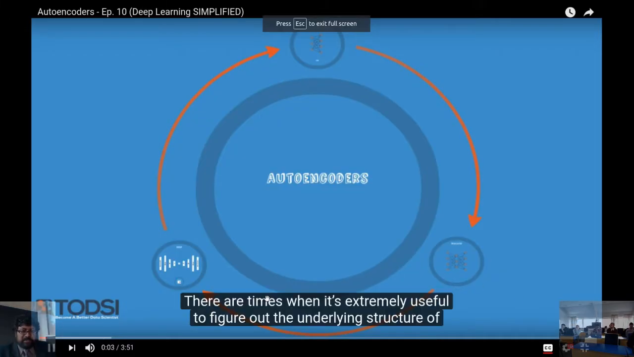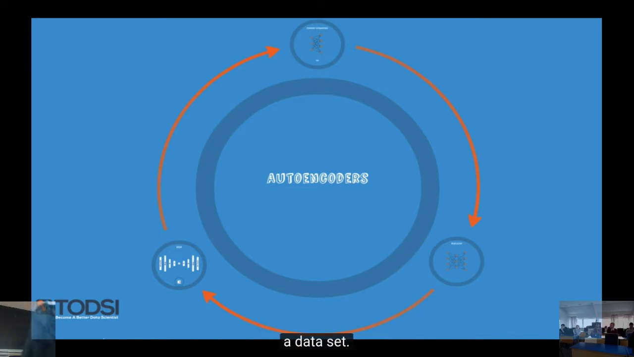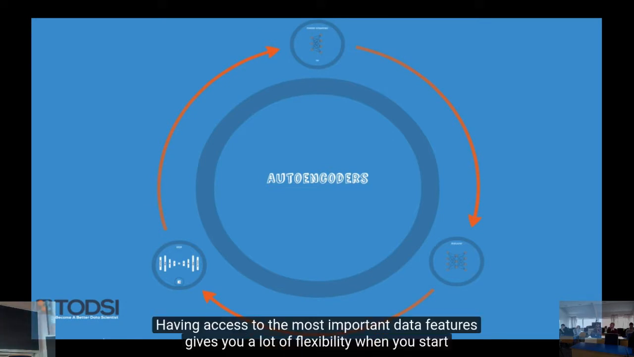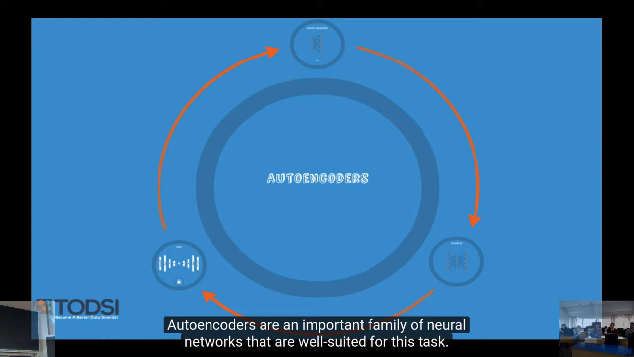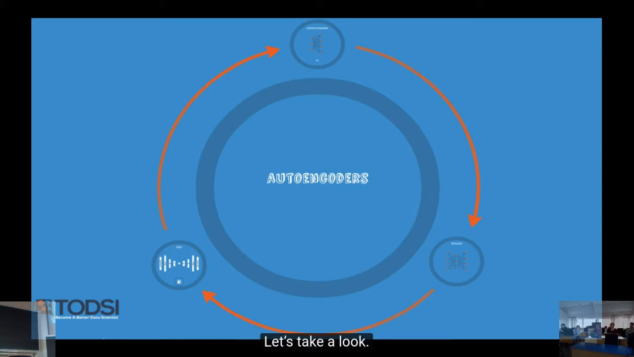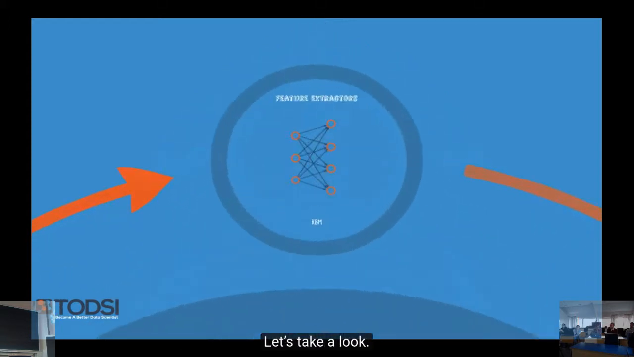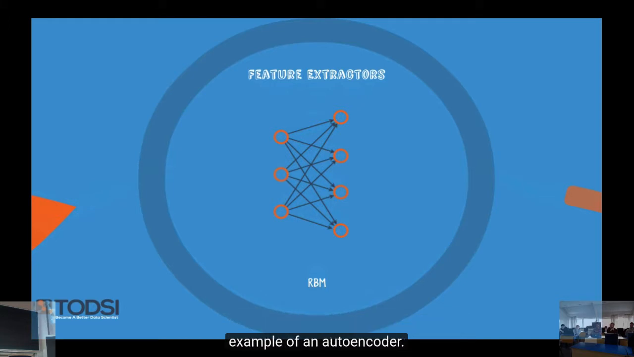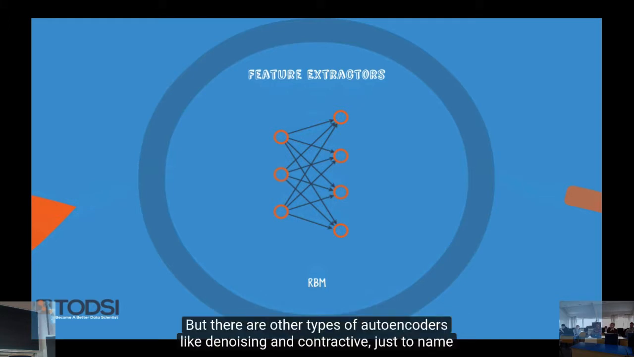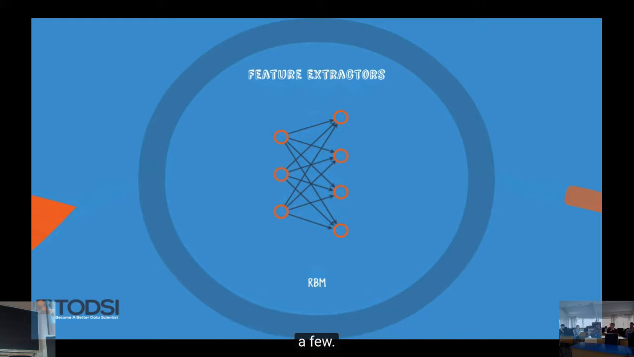Unfortunately, this is commercial. There are times when it's extremely useful to figure out the underlying structure of a data set. Having access to the most important data features gives you a lot of flexibility when you start applying labels. Autoencoders are an important family of neural networks that are well suited for this task. Let's take a look. In a previous video, we looked at the restricted Boltzmann machine, which is a very popular example of an autoencoder. But there are other types of autoencoders like denoising and contractive, just to name a few.